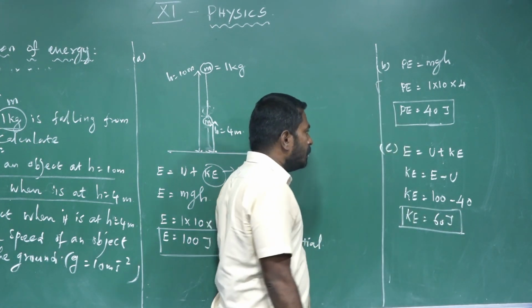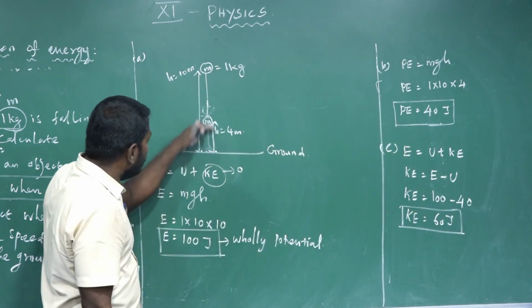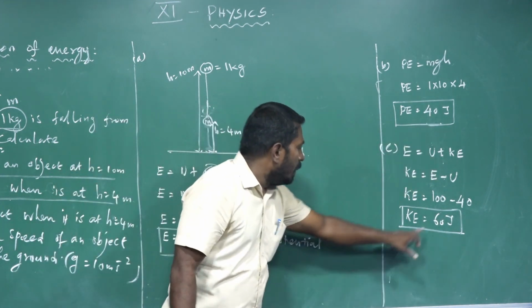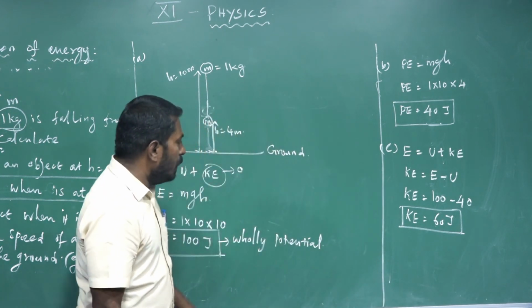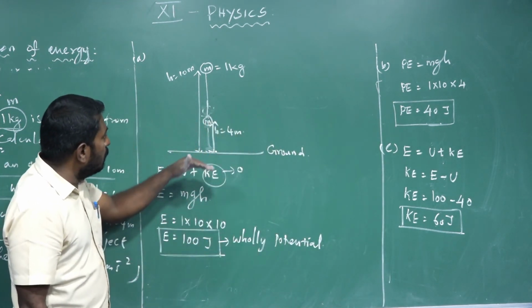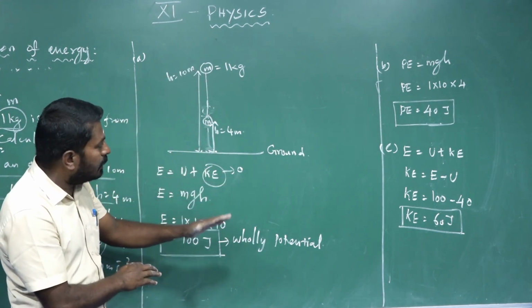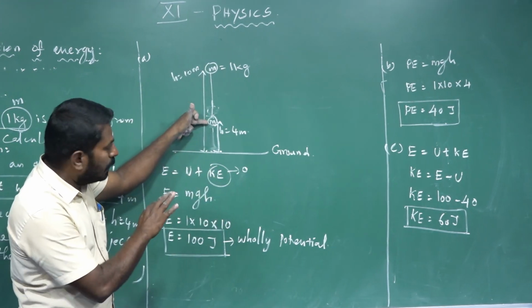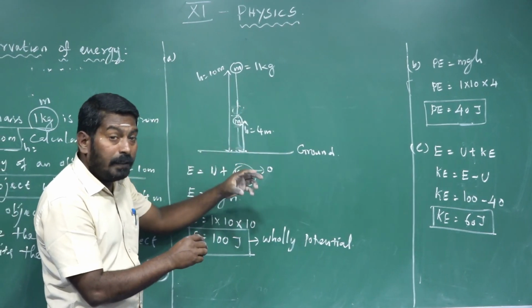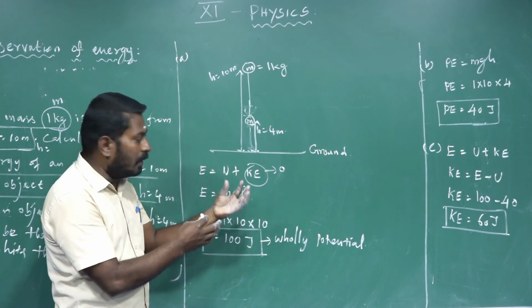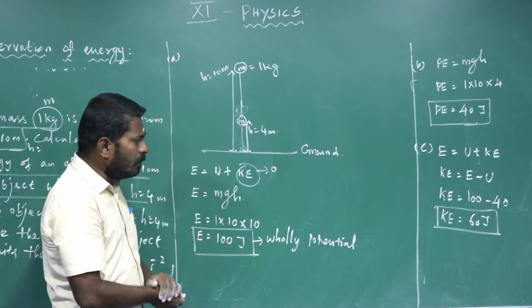See, at a height of 4 meters, the potential energy is 40 joules and the kinetic energy is 60 joules, but the total energy possessed by the body at the maximum height is 100 joules. The total energy will not change. At the intermediate position, the total energy is the sum of its potential and kinetic energy, but the total energy of the isolated system remains constant at 100 joules.